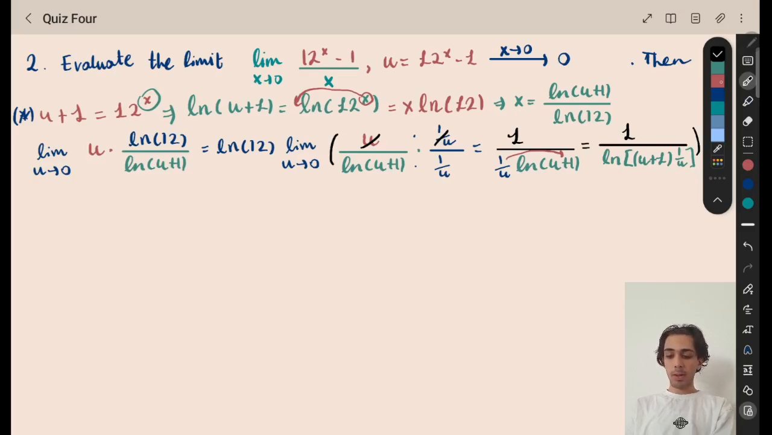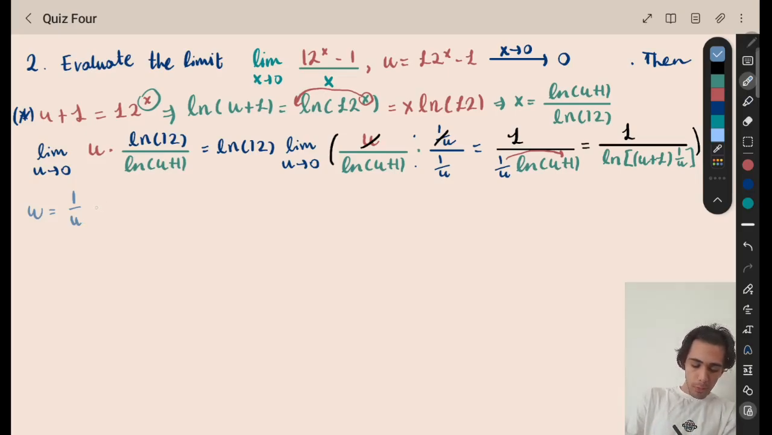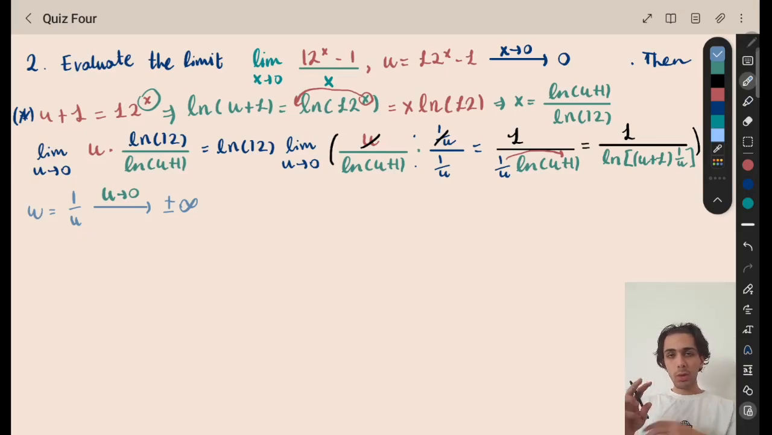And then I hope you'll forgive me if I do one more substitution. So I take w to be equal to 1 over u, and then I think everything will be clear. If w is equal to 1 over u, then if u is going to 0, then 1 over u is going to plus or minus infinity. I don't want to say plug in 0, but plug in 0 there, and this is what you will get effectively.